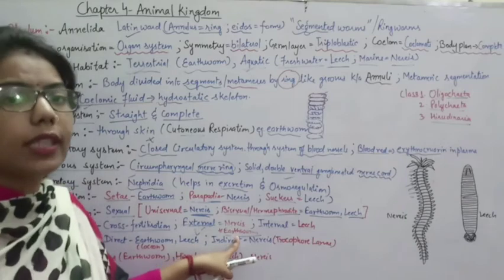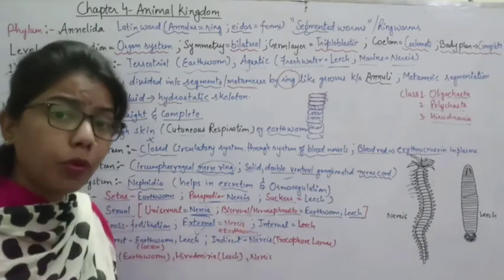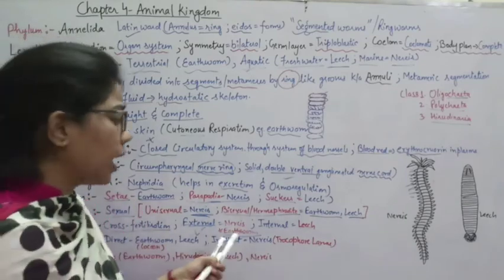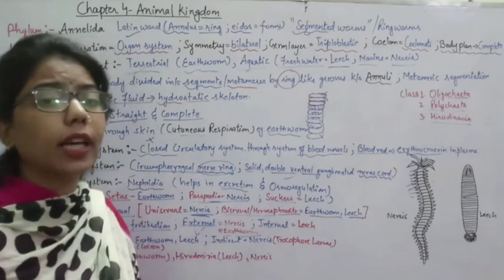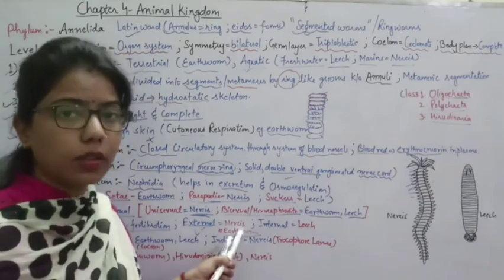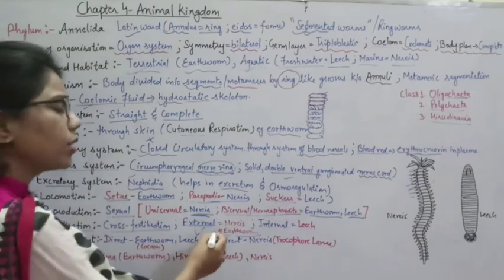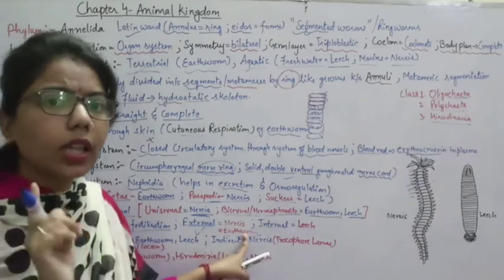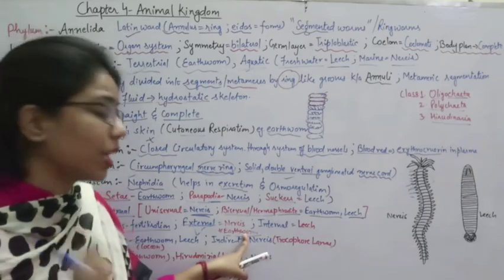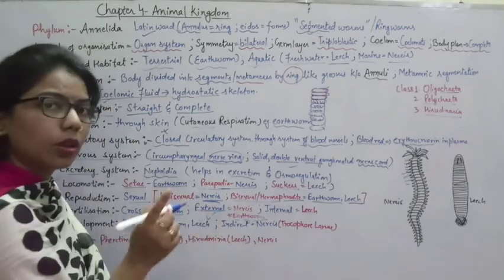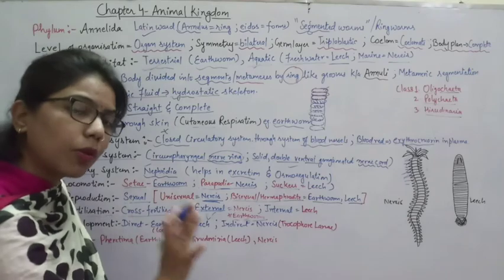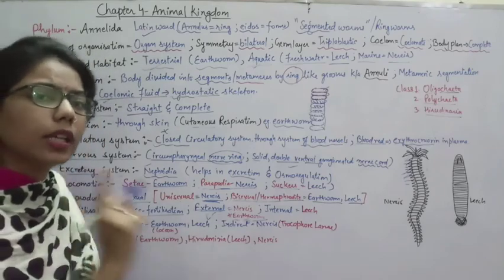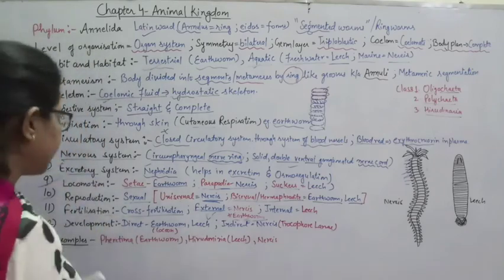If you see the earthworm, before forming the earthworm, they are formed from the cocoon. Okay, cocoon structure. But we cannot say it is indirect development, because it is not a larval stage. The cocoon is not a larval stage, though it has external fertilization, because the earthworm is forming outside the body, not from inside the body, right?